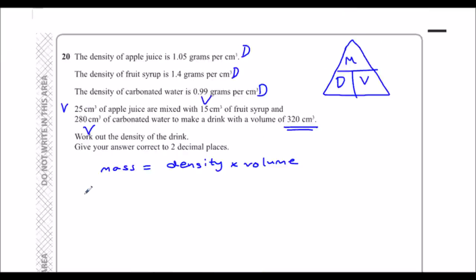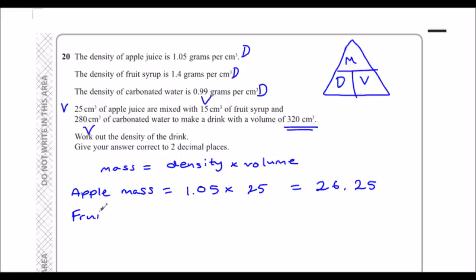So the mass of apple juice is 1.05 times 25. 1.05 times 25, that's 26.25. The fruit syrup mass is density 1.4 times volume 15. 1.4 times 15, that's 21. And what are these in? They're all in grams.